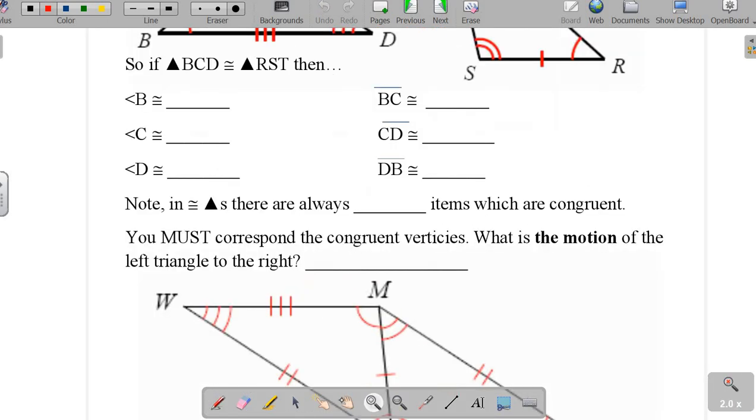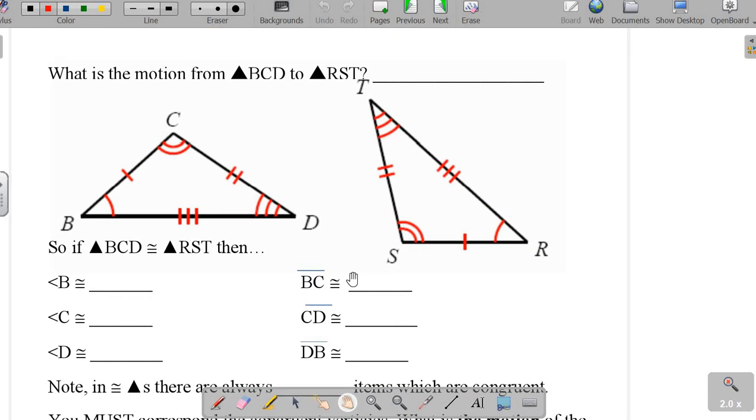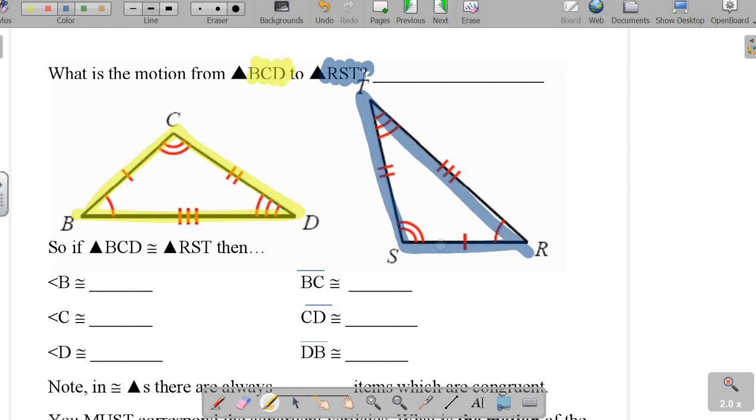Now, when you move a triangle through any of these motions, what you end up with is two completely congruent triangles. So right here, the motion from, let me color code this for you, triangle BCD, the yellow triangle, to triangle RST. If you look carefully, what's the motion here? As you can see that B goes with R, it's rotated this way. So that is a rotation.